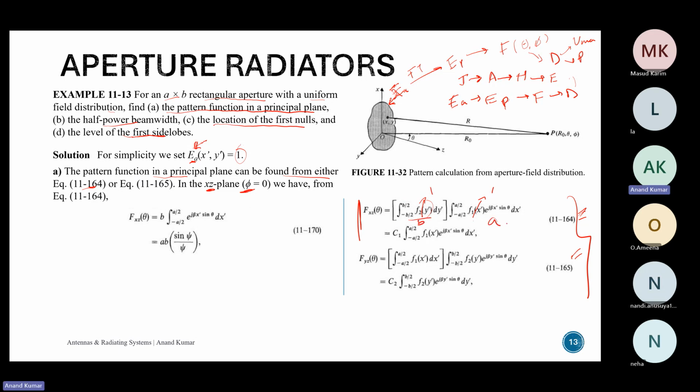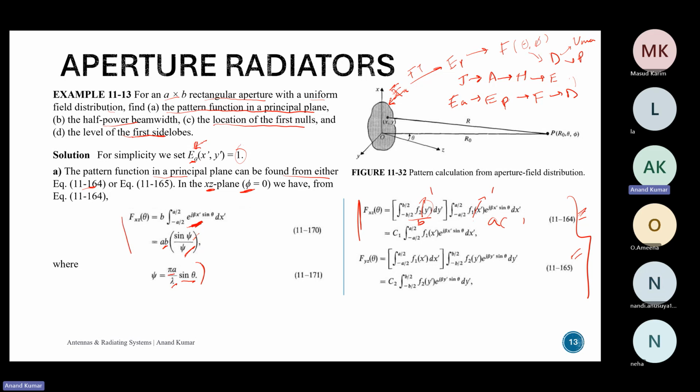This becomes a times some function over here. So this becomes ab sine phi by phi, sine psi by psi, and this psi is pi a by lambda into sine theta. You can try solving this integral. This is what we'll end up with. Don't worry about the maths, but just go through these steps.